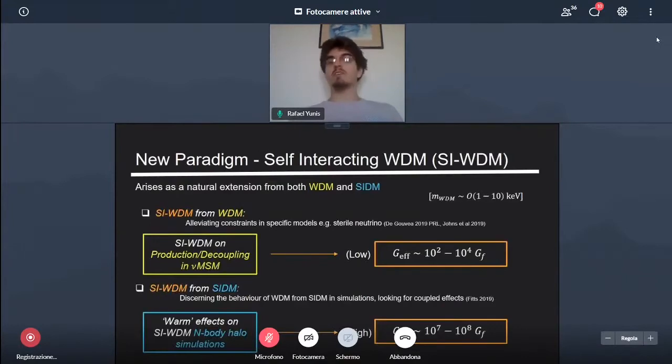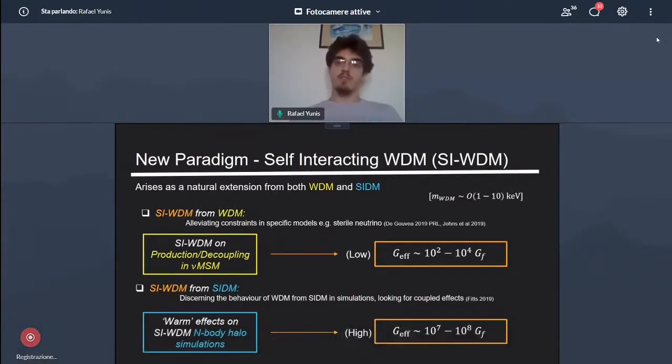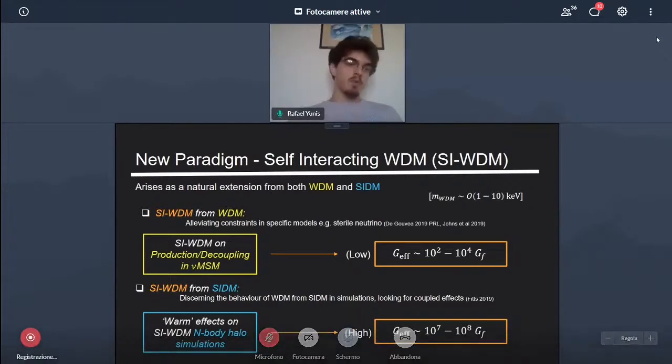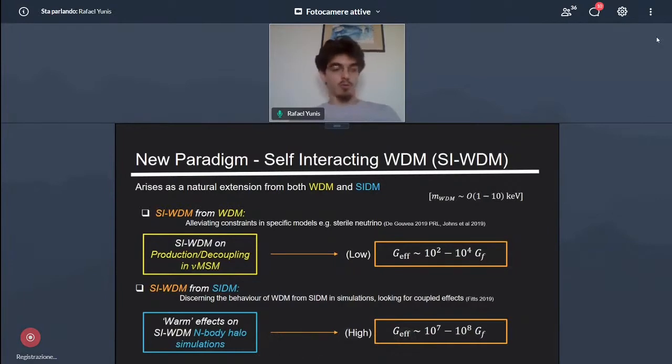Self-interacting warm dark matter arises as a natural extension from both warm dark matter and self-interacting models. We would propose a light mediator particle, of order 1 to 10 keV, that is also self-interacting. There are some options on how to proceed from here.